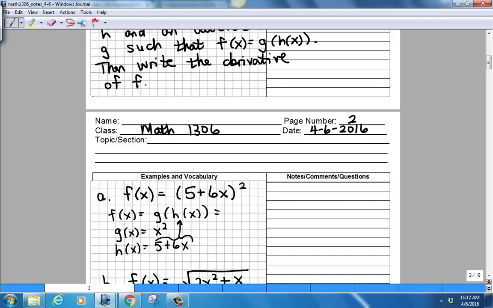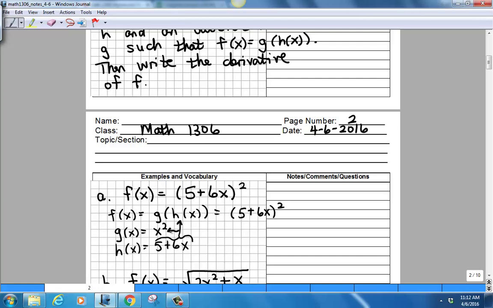So what does the function g do with its input? All it does is take it and do what? Square it. So if you plug h of x, 5 plus 6x, into this formula, all you're going to do is take the 5 plus 6x and square it. So I take 5 plus 6x and I square it. See? So if you take h of x, 5 plus 6x, plug that in for x in this formula, all you do is take the 5 plus 6x and square it.